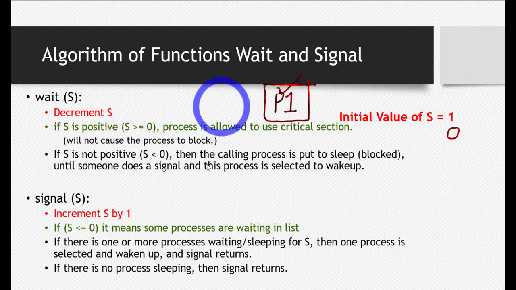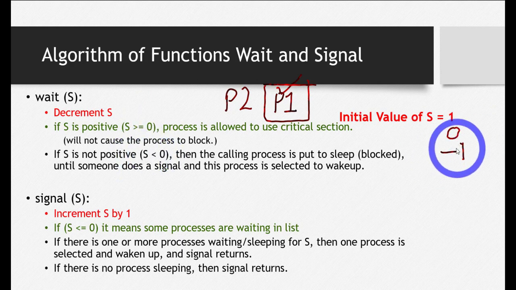Now let's suppose another process P2 comes along to use the critical section. So let's write P2, and when it comes, it will again call the wait function, right? So when wait function is called, s will be decremented. Right now s equals 0, so s will become -1. Now when s becomes -1, let's again check this condition. Is s greater than or equal to 0? No, this condition is now false. When this condition is false, it means the blocking case is true, since s is negative right now. So that process is blocked or put to sleep.